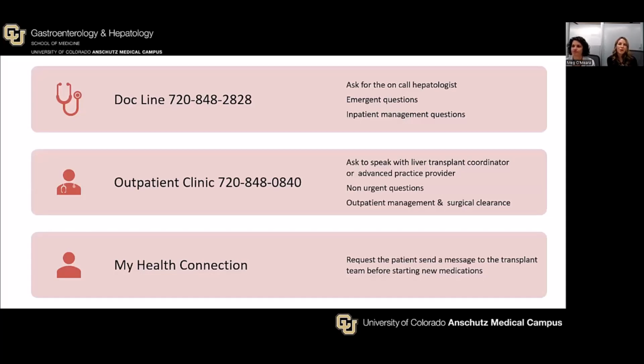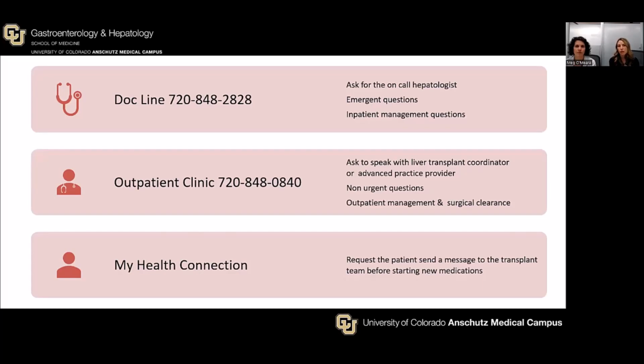All right, now quite possibly the most important slide in this whole presentation is how the heck to get a hold of us if you ever need us. For inpatient management questions, worried about emergency things, if patients maybe need to be admitted or transferred to the hospital, please utilize our doc line, phone numbers up here for you, and ask for the on-call hepatologist.